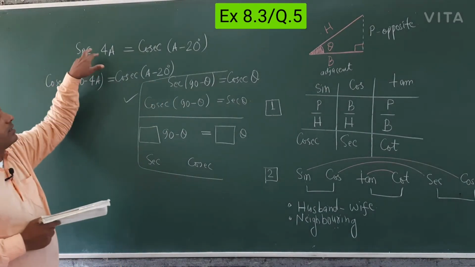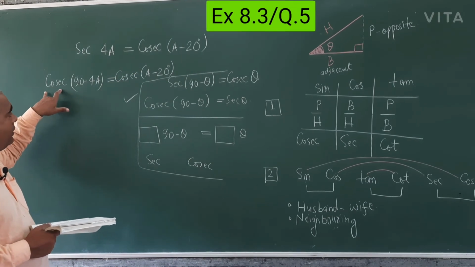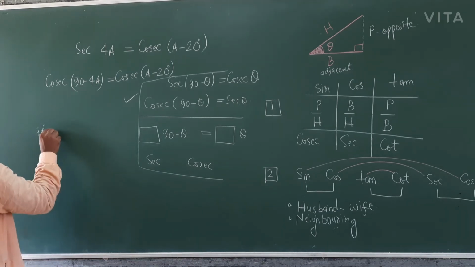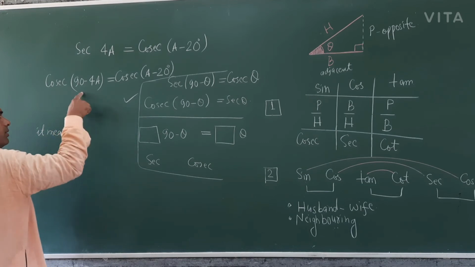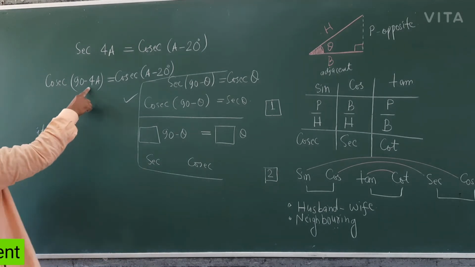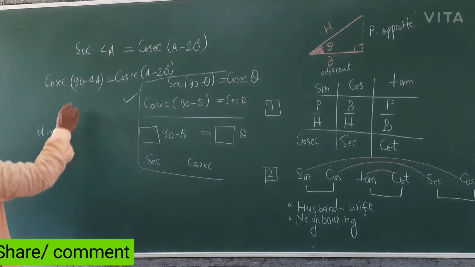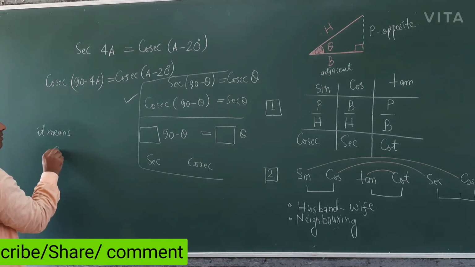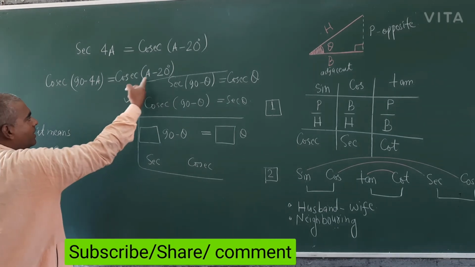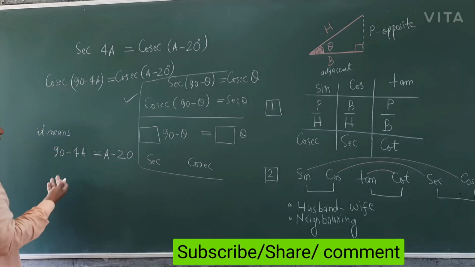Earlier both were different, sec and cosec. Now both are the same, cosec and cosec. So if these two cosecs are equal, it means the angles will also be equal. Actually in the general case it will not happen, so that is why it is given that 4a is an acute angle. That will be cleared in class 11th. So the angles are equal: 90 minus 4a equals a minus 20. Solve this for the value of a.